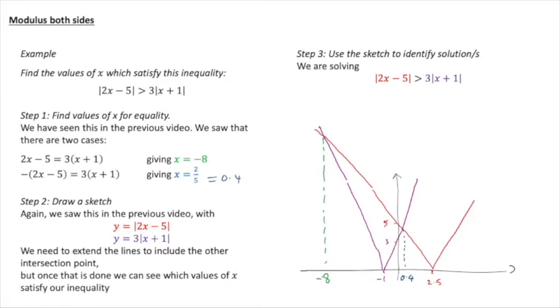So where is the red graph above the purple graph? Well, to the right of 0.4, because the purple graph is a steeper gradient, it's always going to stay above the red graph, so that's no good to us. Between 0.4 and minus 8, then the red graph is above the purple graph, but then beyond minus 8, the purple graph is above the red graph. So we can see from the graph that this inequality is satisfied when x lies between minus 8 and 0.4.